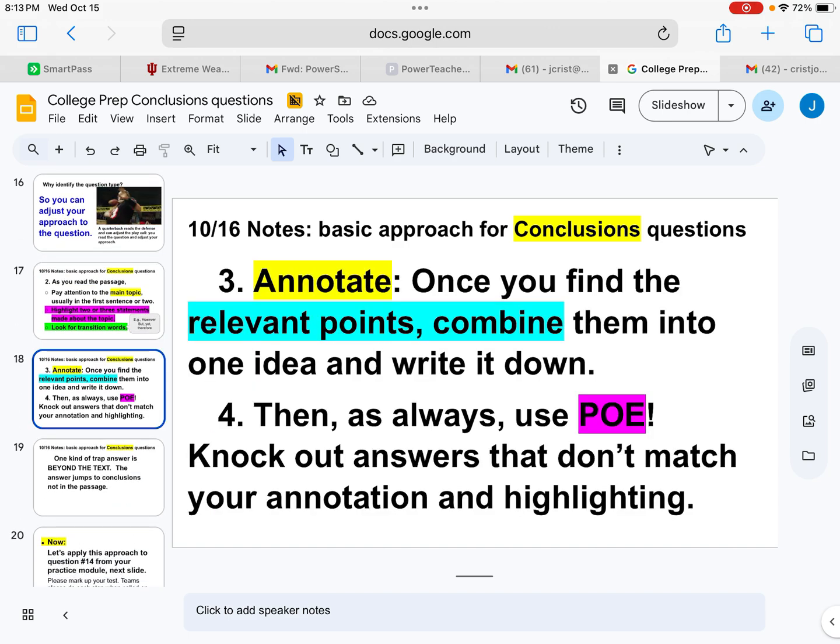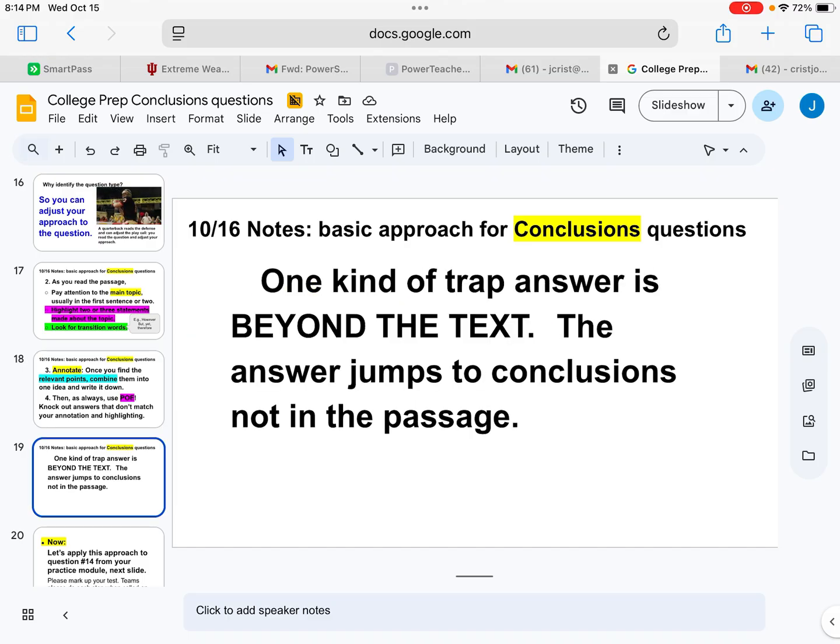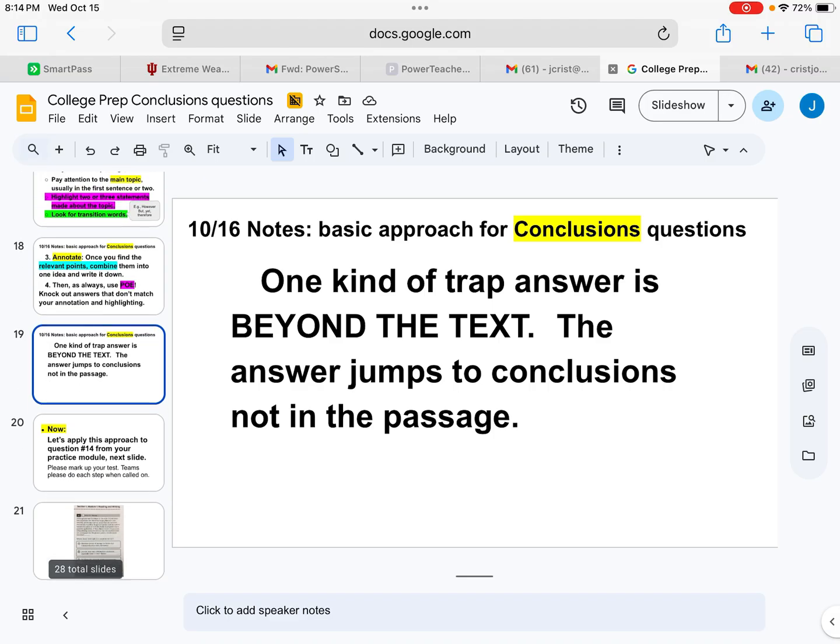And then annotate. Once you find all the relevant points, 2 or 3 of them, combine them into one idea and write it down. Then, as always, use POE. Knock out answers that don't match your annotation and highlighting. If you get stuck, one kind of trap answer to watch out for is beyond the text. If the answer jumps to conclusions that are not in the passage.